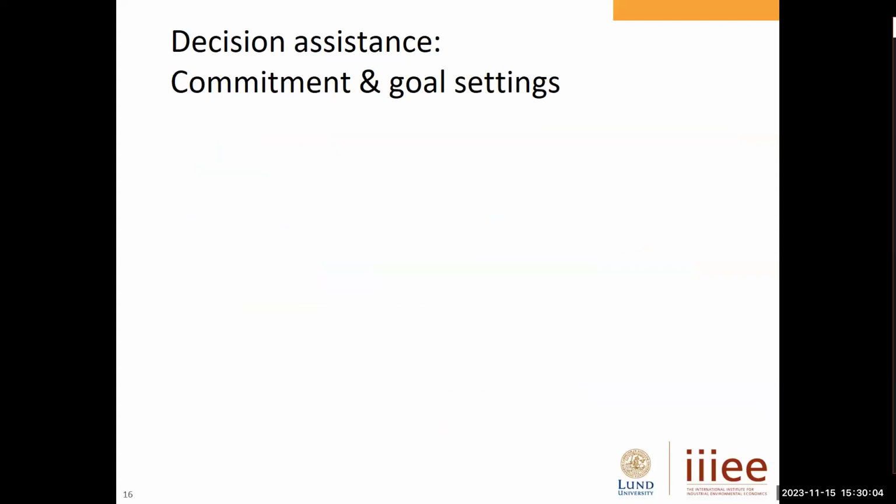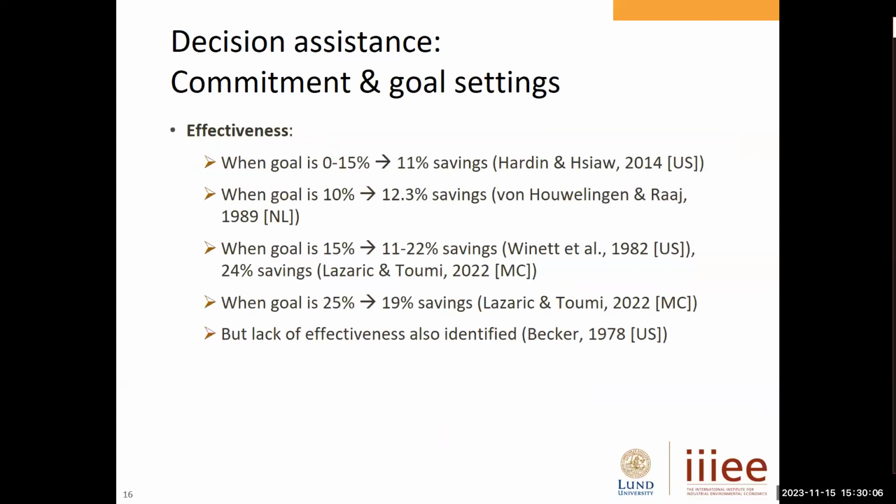So what is the experience telling us? Again, the evidence is quite mixed. Sometimes when the goal is in the range of 0 to 15%, we see studies estimating energy savings in the range of 11%. If we go to the upper values, that means when the goal is set in the proximity of 25%, then savings are estimated to be in the range of 19%.